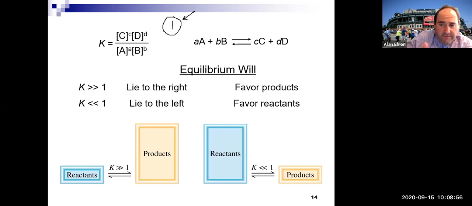So the actual number is important in the sense that if it's greater than 1, you could assume you should have more products there. It doesn't mean you have no reactants. It just means that you'll have more products than reactants. And if you have a value smaller than 1, it means you should have more reactants than products in that particular case. Any questions on that?